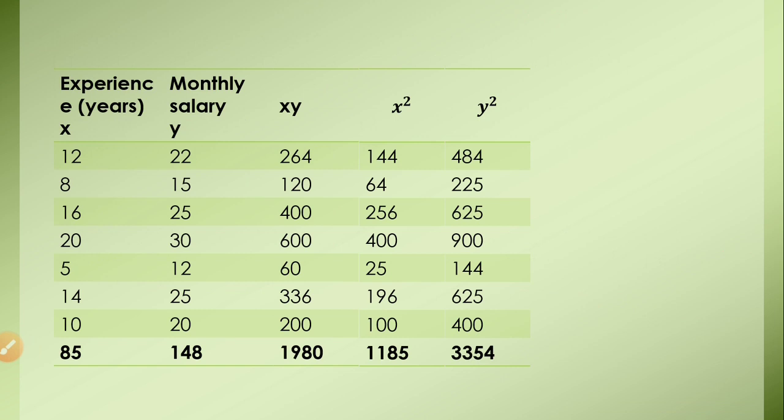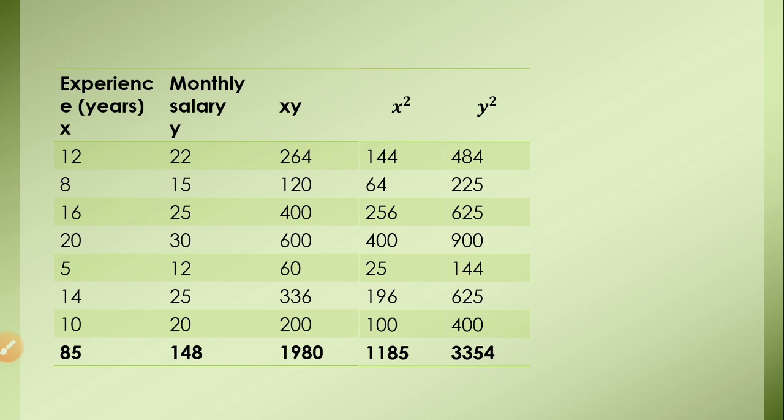X is 8, so square of 8 is 64, 16 square is 256, 20 square is 400, 5 square 25, 14 square 196, 10 square 100. Same way we will do in y. 22 square 484, 15 square 225, 30 square 900, 12 square 144, 25 square and 20 square.